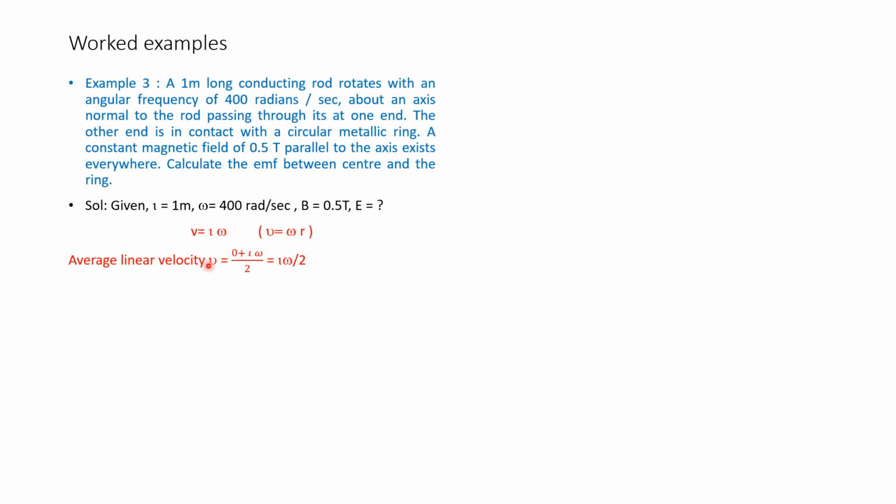Therefore, the average linear velocity is 0 plus L omega divided by 2, that is, the initial velocity is 0, and then the final velocity, divided by 2. It is given by L omega by 2. E is equal to BLV, that is equal to 0.5 into 1 into 1 into 400 divided by 2. Omega is 400 radians per second. So, the value of E is 100 watts.